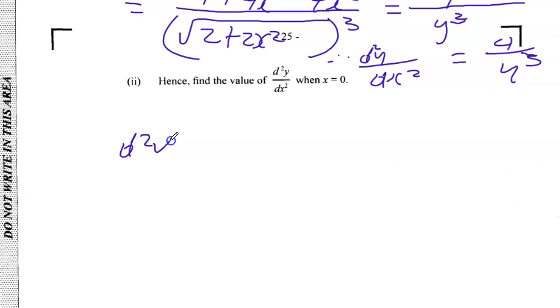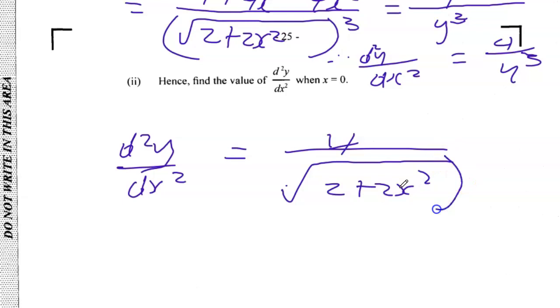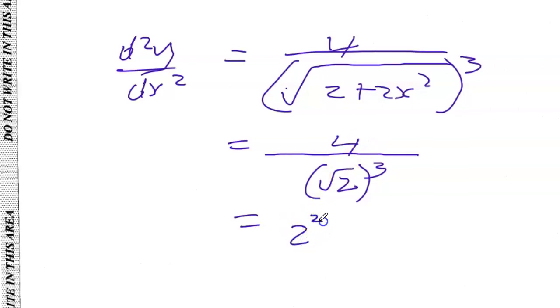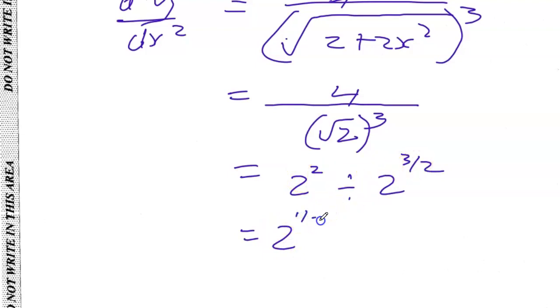Now therefore in part 2, d2y by dx squared is equal to 4 upon y cubed, so it's 4 upon (2 plus 2x squared) all cubed. Now if x is equal to 0, this will become 4 divided by root 2 all cubed, which is equal to, now 4 is 2 to the power of 2, and root 2 is 2 to the power of 3 over 2. So we subtract powers, indices. So 2 minus 3 over 2, that's half. So it's just root 2.